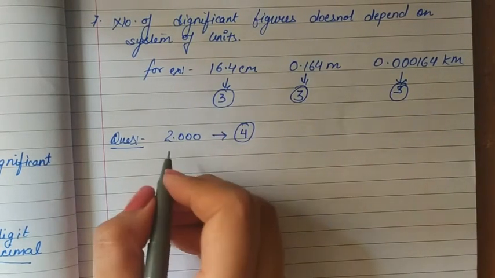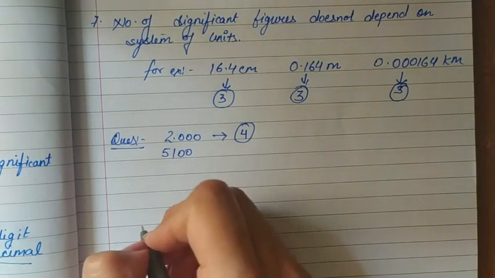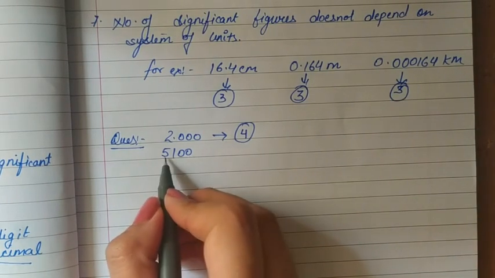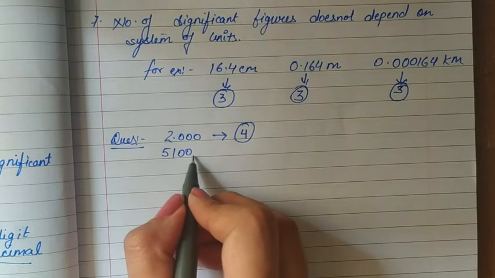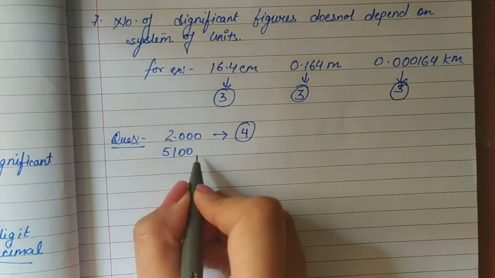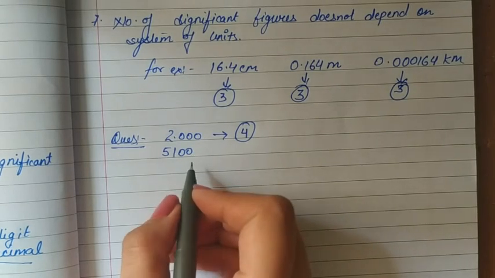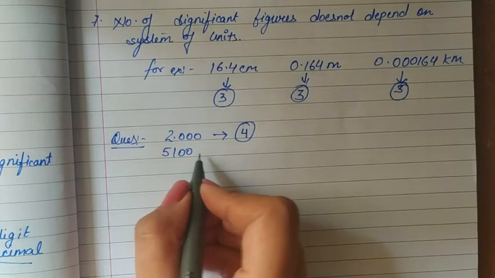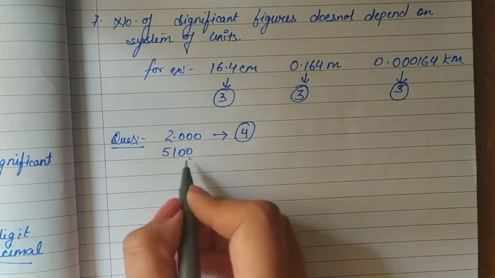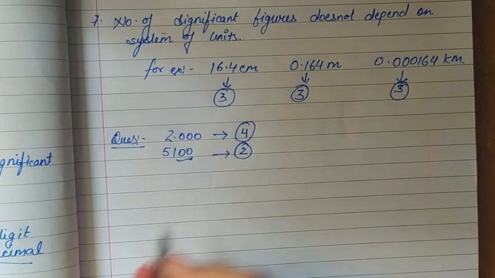Similarly, the next one is 5100. In 5100, again we have to consider the whole number, right? This is the number 5100, where after it there exists an understood decimal. So we know that all zeros to the right of a non-zero digit but to the left of an understood decimal, like these ones, are not significant. So the number of significant figures here is 2.